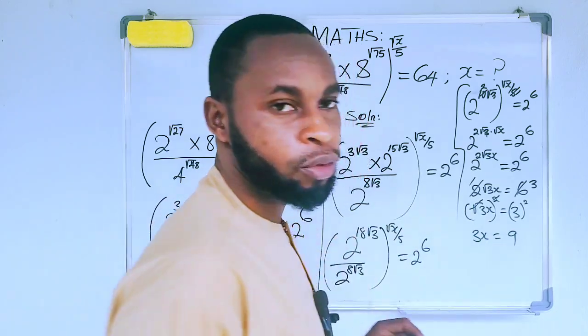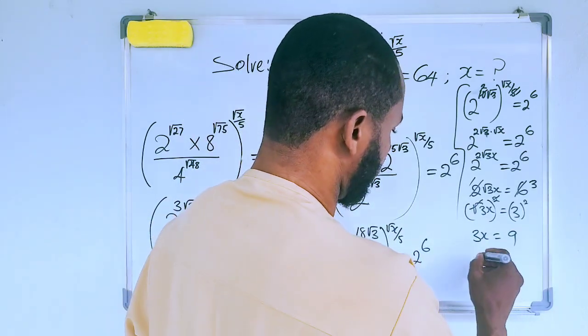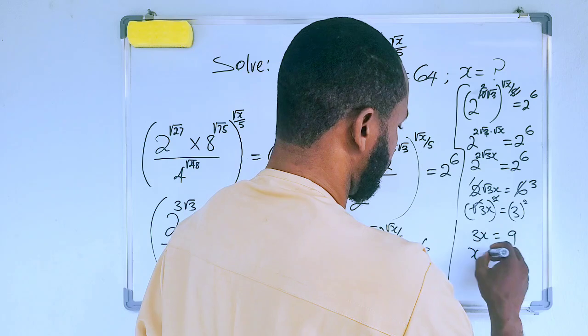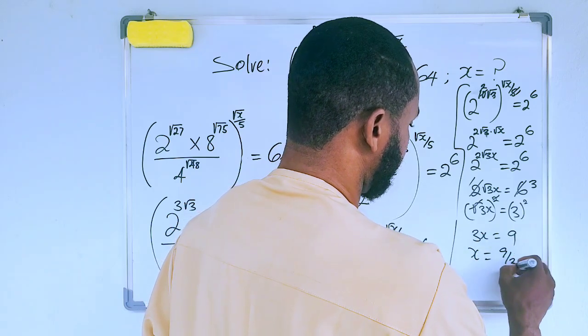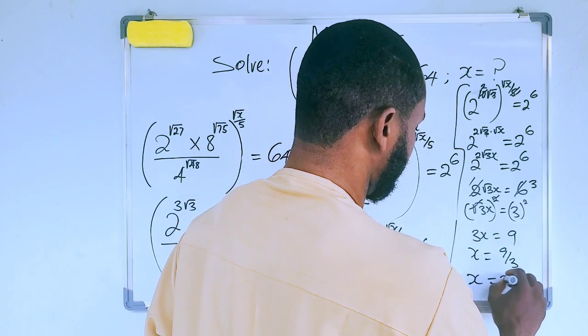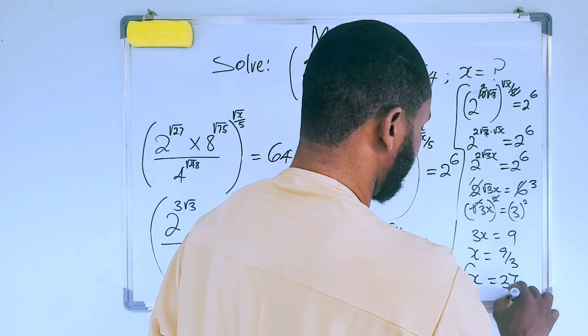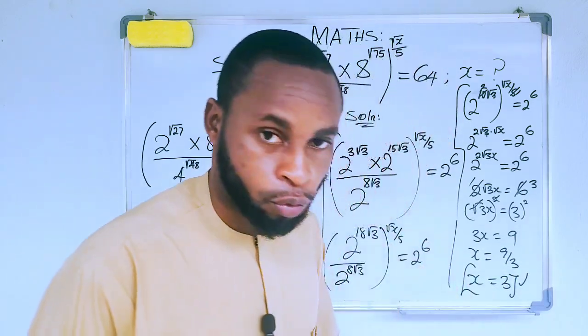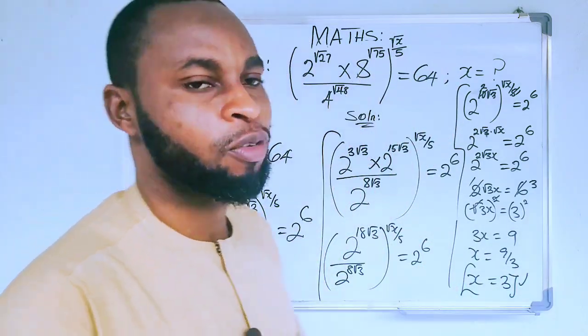Then to get x, we are going to divide both sides by 3. Therefore, x equals 9 divided by 3, and x equals 3. And this is the value of x that will satisfy this equation here.